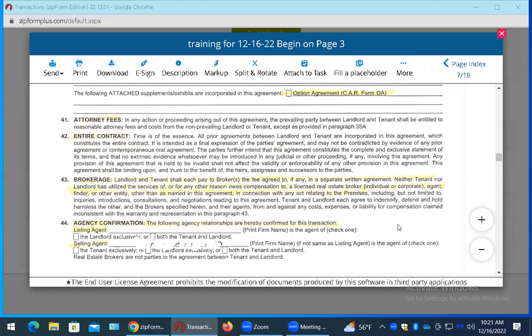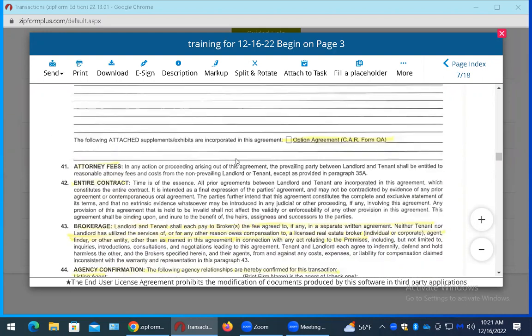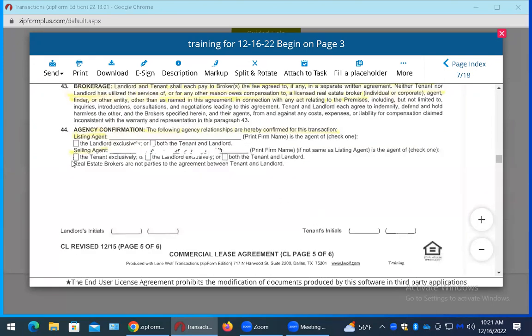So entire contract: all prior agreements between landlord and tenant are incorporated in this agreement. We don't have any verbal, so this contract constitutes the entire contract. So if there was anything said verbally or anything like that, you have to put all your terms in this contract. This is your contract, okay? So make sure that all the terms, if you have additional ones that aren't covered above, are in here or on an addendum, okay?